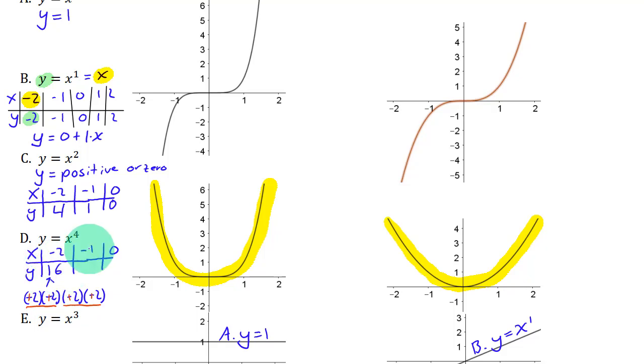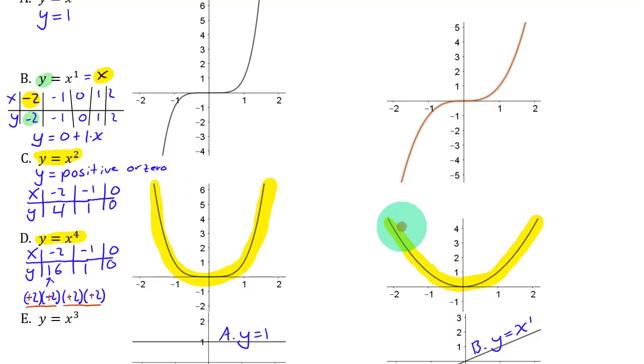And then if you plug in negative 1, well, negative 1 times negative 1 times negative 1 times negative 1, 4 times, is just 1. And 0 times itself 4 times is just 0. So both of these are always positive or 0. So those are the ones where the y coordinates must always come out to be positive.